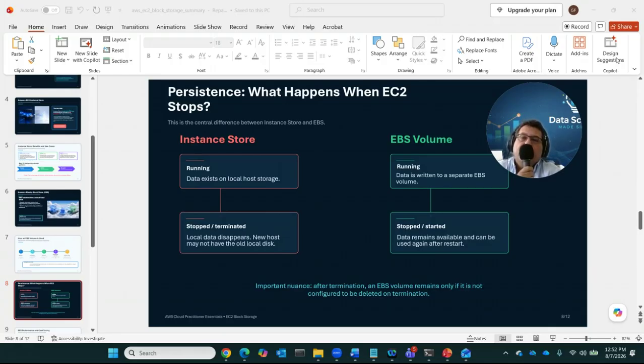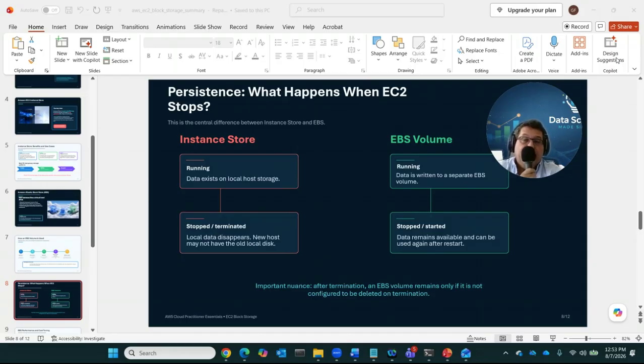There is one important nuance involving instance termination. When an EC2 instance is stopped, its EBS volume normally remains available. When an instance is terminated, the result depends on the volume's delete on termination setting. The root EBS volume is commonly configured to be deleted automatically when the EC2 instance is terminated. Additional EBS data volumes may be configured to remain. Therefore, it is not always accurate to say that every EBS volume automatically survives termination. A more precise statement is: EBS supports persistent storage, but the volume's lifecycle behavior depends on its configuration.